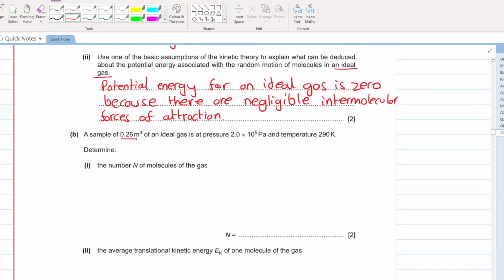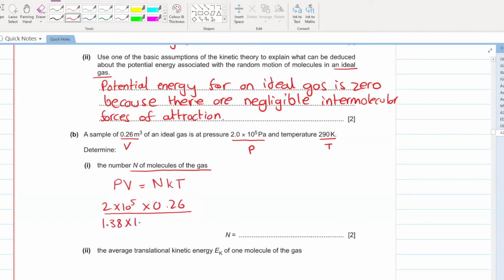A sample of 0.26 meter cube of an ideal gas is at a pressure of this. This is your volume, this is your pressure, this is your temperature. Can you calculate the number of molecules of the gas? Do we remember this formula? PV = NkT. Pressure is 2 into 10 raised to the power of 5. Volume is 0.26. We have to calculate the number of molecules, divided by k, the Boltzmann constant, 1.38 into 10 raised to the power of minus 23, multiplied by temperature, that is 290.